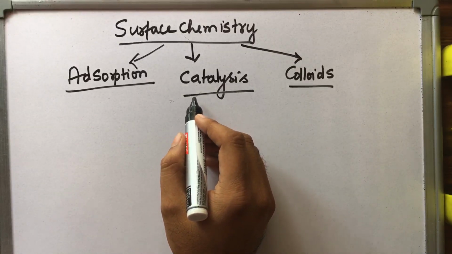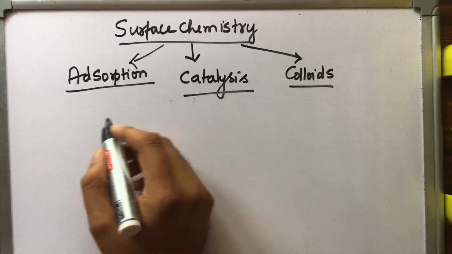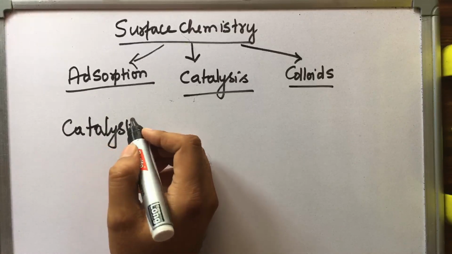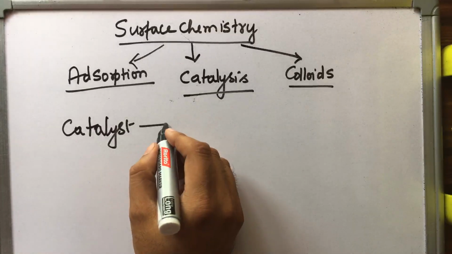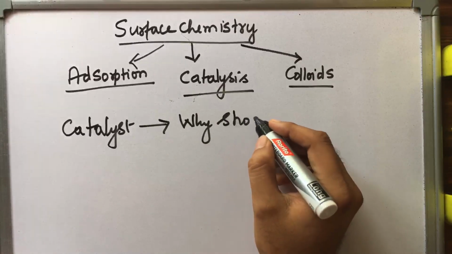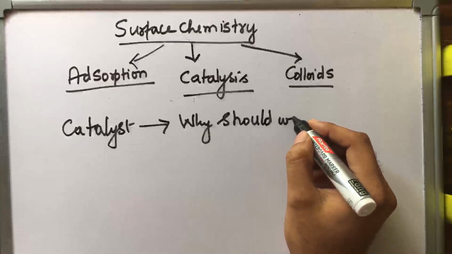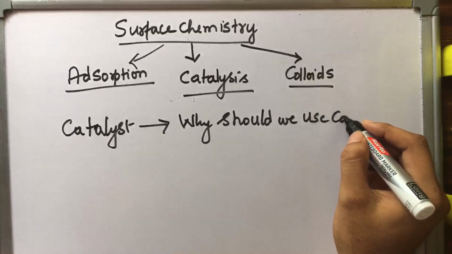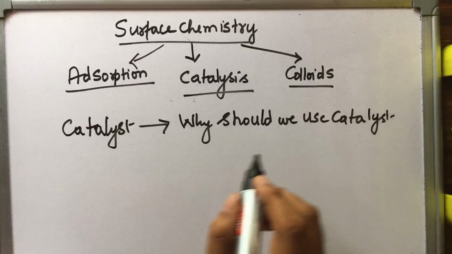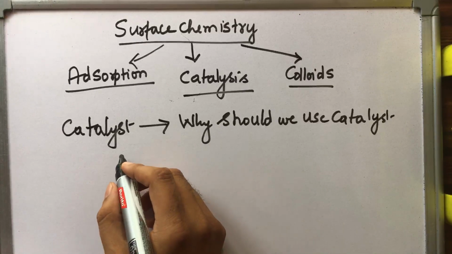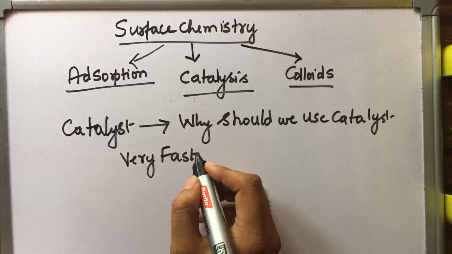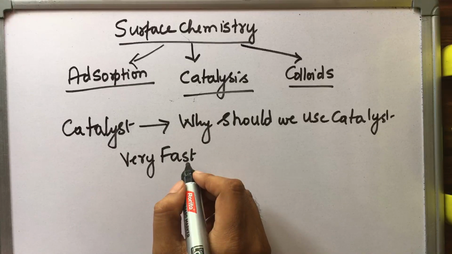Under the concept of catalysis, we studied why a catalyst is required, why we should use a catalyst, and first the definition of a catalyst, what a catalyst is. Yesterday you studied that there are certain reactions which are very fast. These will not require any sort of catalyst.